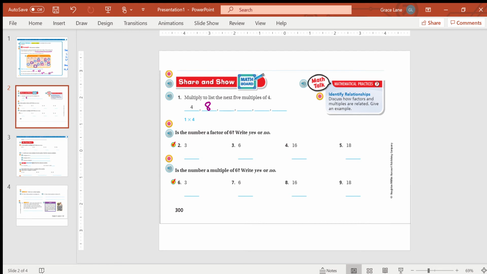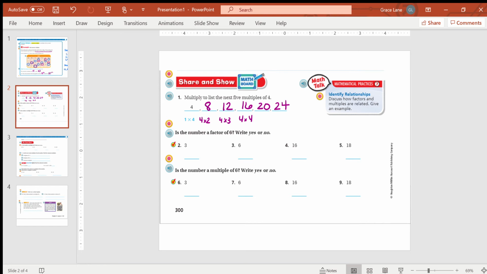8, because that's 4 times 2, 12, 16, 20, 24. You don't have to write this, but it's 4 times 2, 4 times 3, 4 times 4, and so on. And it could keep going up and up and up. They only want the next 5 though.